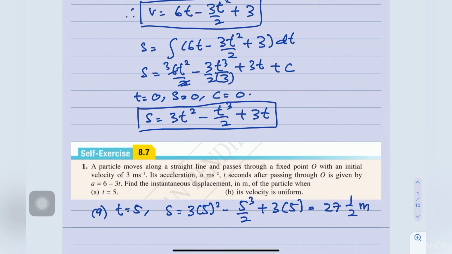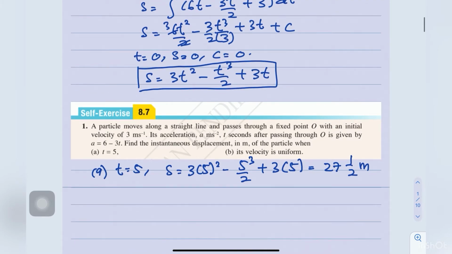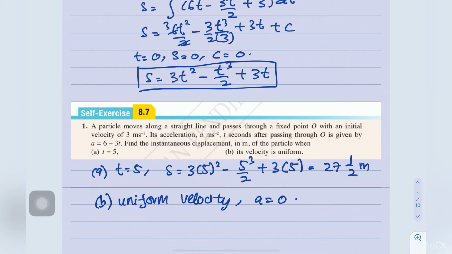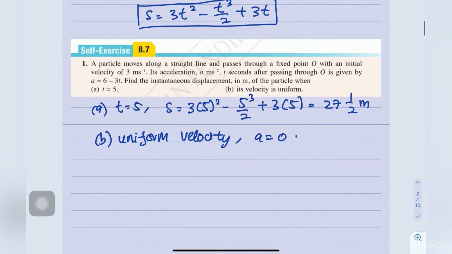Meaning that when t equals 5, the particle is 27 meter and half to the right of point O. Okay, so B: find the displacement when its velocity is uniform. With uniform velocity, a equals 0. This is a function of a, so 6 minus 3t equals 0, then t equals 2.